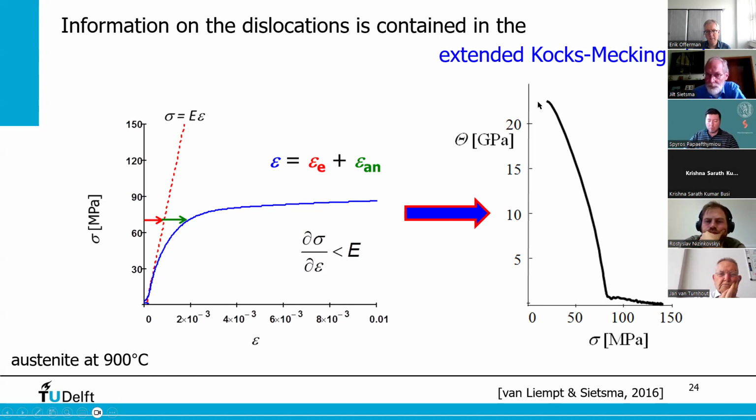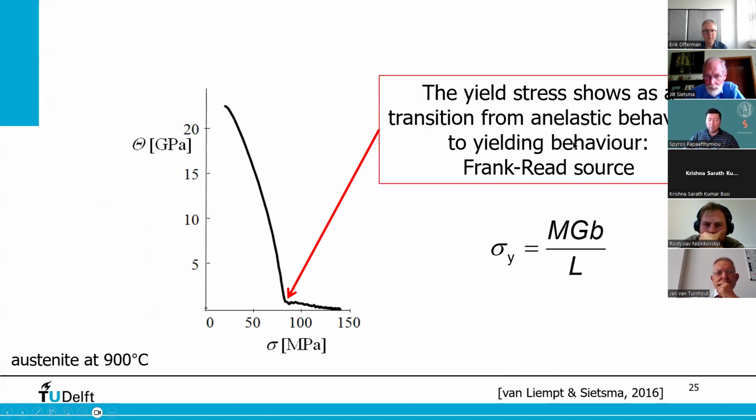Now, without dislocations, before the yield stress, you would have the Young's modulus, so it would be constant here in the derivative. But there's clearly a consistent decrease of that part, and there's information on dislocations there. So by looking at this extended Cox-Mecking plot, as we call it, because the classical Cox-Mecking plot is only this part here, we look at an extended plot, including the pre-yield part, which contains information on dislocations. Before getting to the dislocations, it's also clear from this plot that there is a distinct transition from this pre-yield behavior to the plastic behavior.